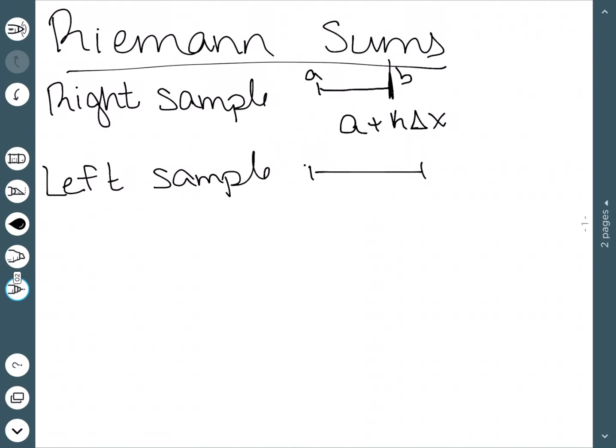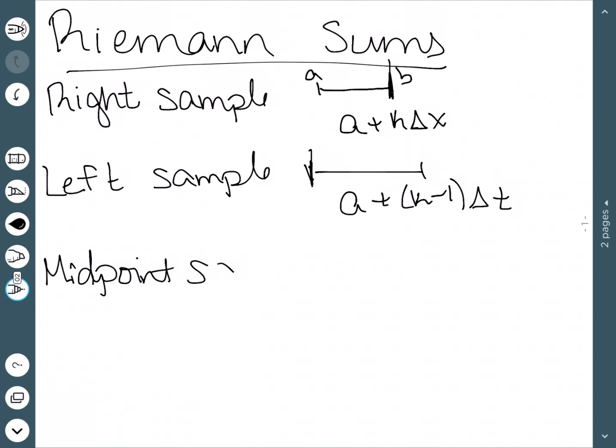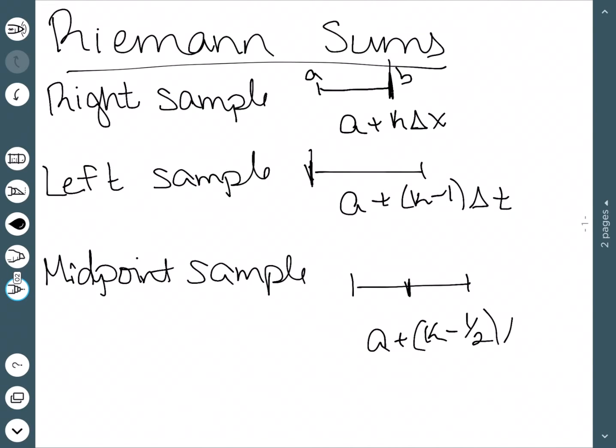So once I have my subinterval, I'm going to look at this point, and this one is found by doing a plus k minus 1 delta x. The third one is my midpoint sample. In my midpoint sample, if I have an interval, I'm just going to choose the middle of the points, and that one is a plus k minus 1/2 delta x.